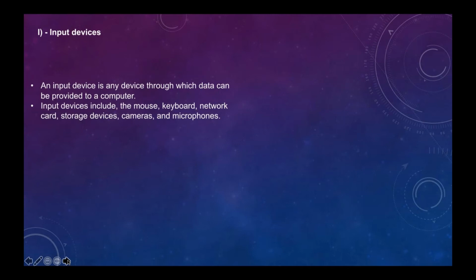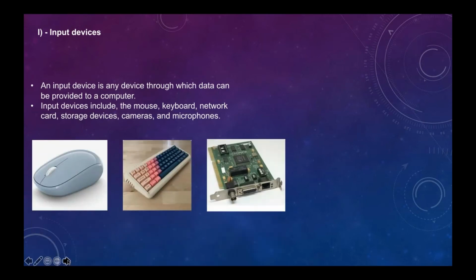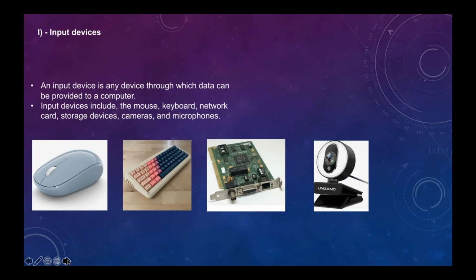Then you've got your input devices. Input devices are any device that is connected to a computer through which data is provided to the computer. Input devices can be like the mouse, the keyboard, network cards or storage devices, cameras or microphones. So anything that is plugged into a computer can be an input device. There is a mouse, a keyboard, a data card, and a camera that can be used. There are many things that you can connect to a computer, and they're just called input devices.